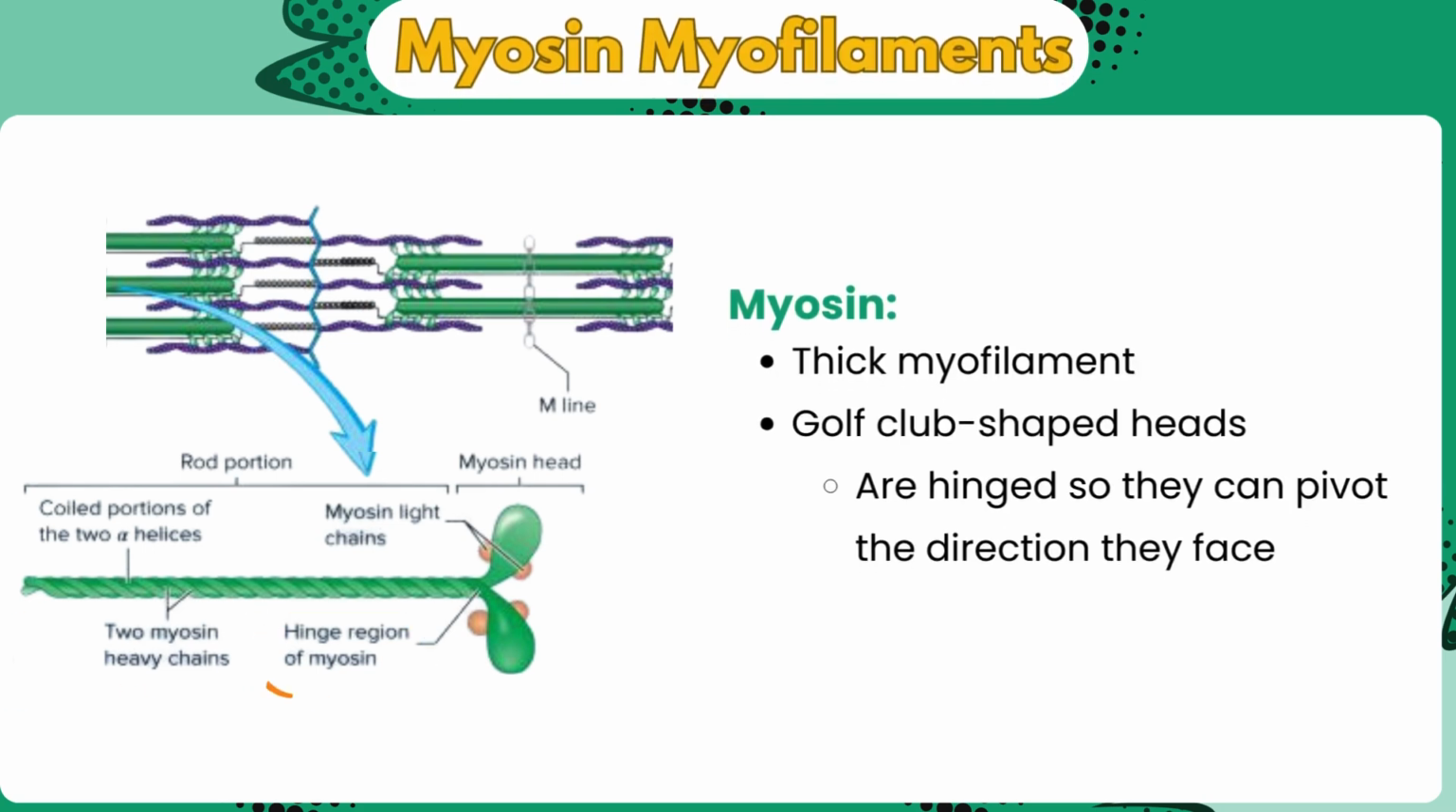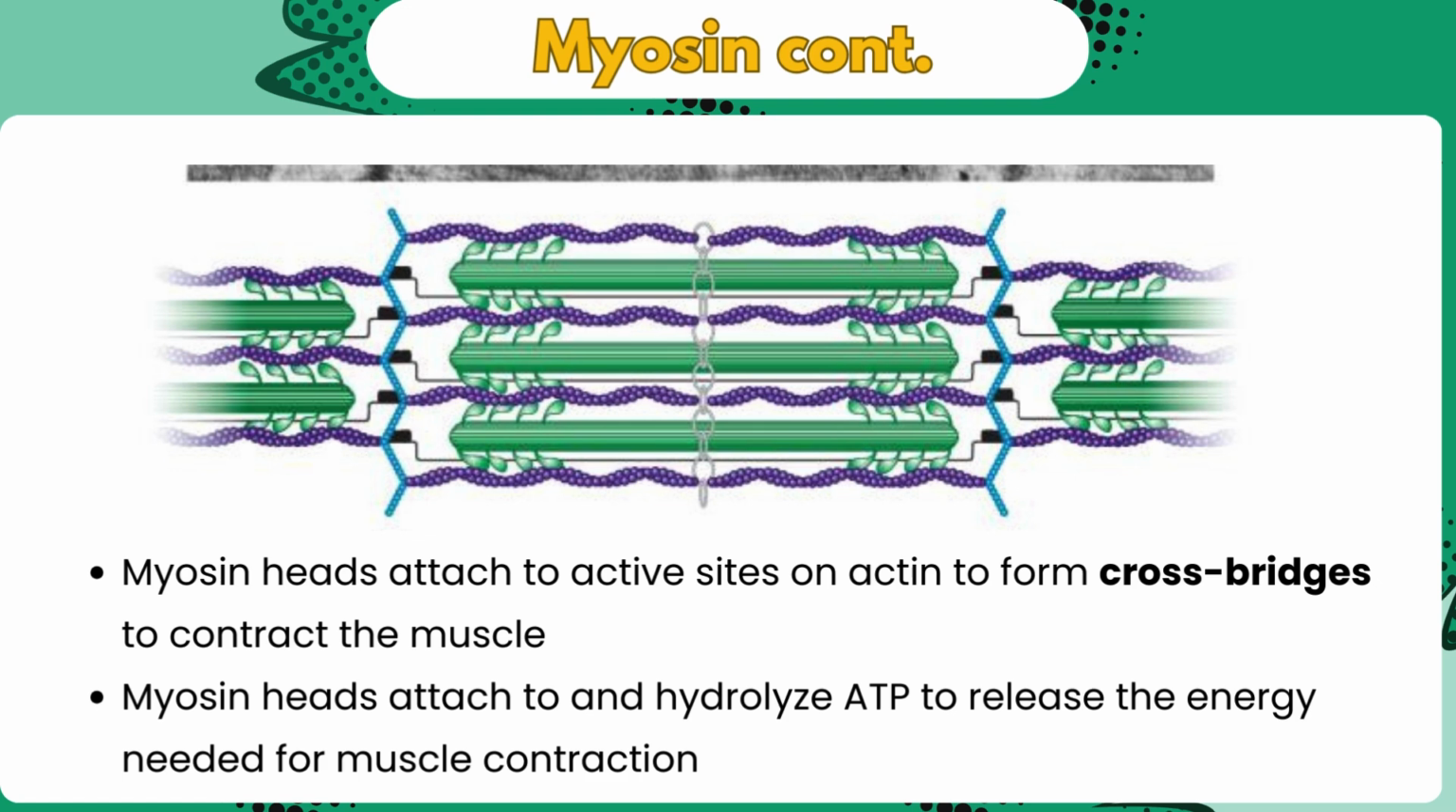Myosin myofilaments are the thick filaments and are shown in green in this image. These elongated structures have many golf club shaped heads. The heads are hinged so they can pivot the direction that they face. When tropomyosin is not covering the active sites, myosin heads attach to the active sites on actin to form cross bridges that work to contract the muscle. Myosin heads also attach and hydrolyze ATP to release the energy needed for muscle contraction to occur.